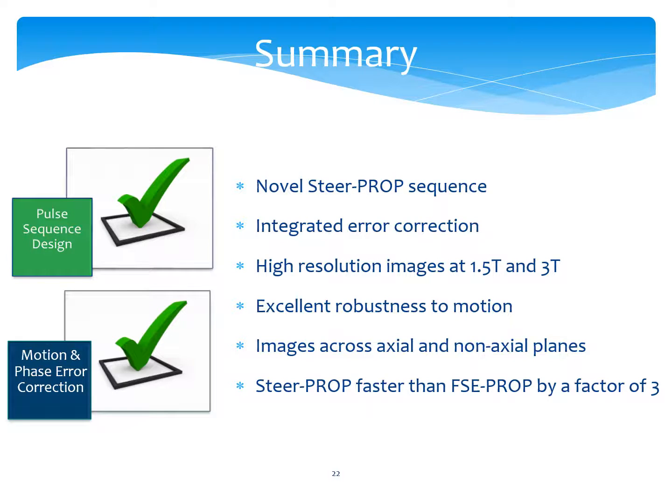In summary, what we have shown in this paper is the demonstration of our novel steer propeller, which is an alternative GRASE-based propeller sequence, which has an integrated mechanism for phase error and motion error correction, and is demonstrated to produce high-resolution artifact-free images at 1.5 Tesla as well as 3 Tesla. The sequence has excellent robustness to motion, and it can be used to acquire images across axial and non-axial planes. The steer propeller sequence is faster than the standard FSC-based propeller sequence by at least a factor of 3.